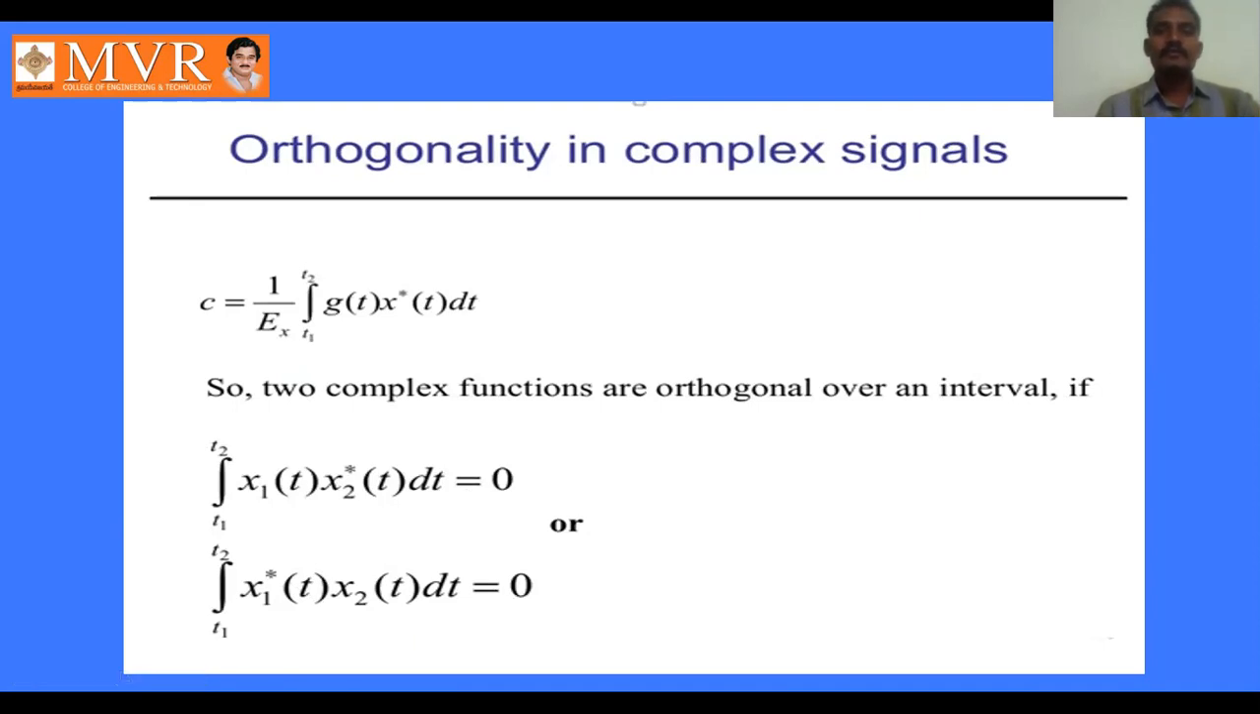Here we are using two complex signals. That's why this formula becomes integral t1 to t2 x1 of t x2 star of t dt equal to 0, or integral t1 to t2 x1 star of t x2 of t dt equal to 0.